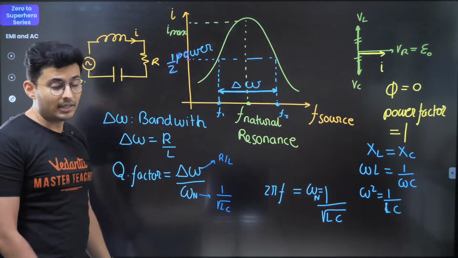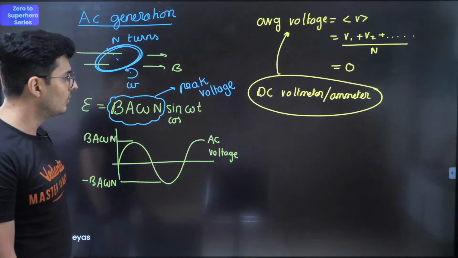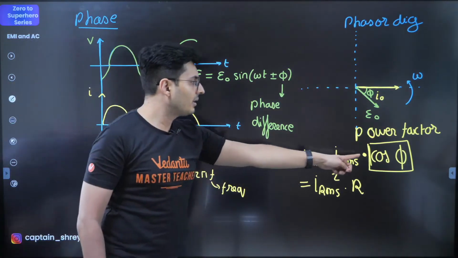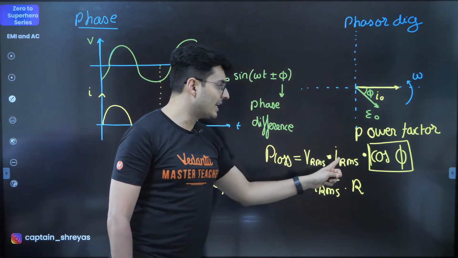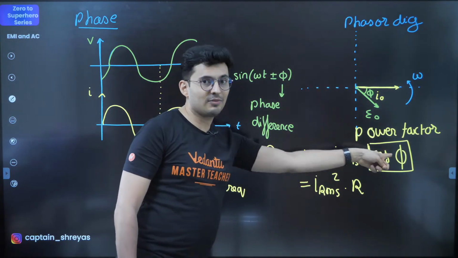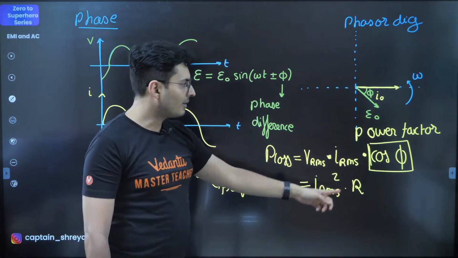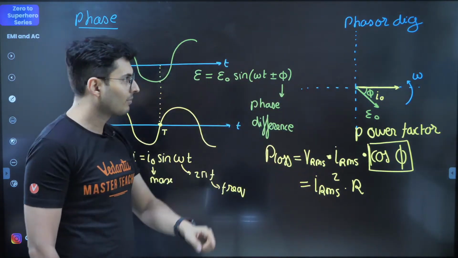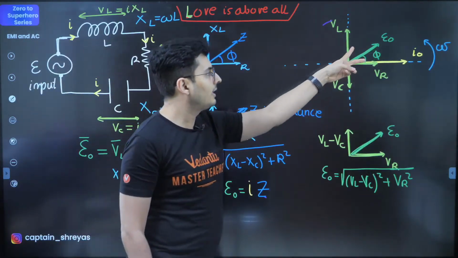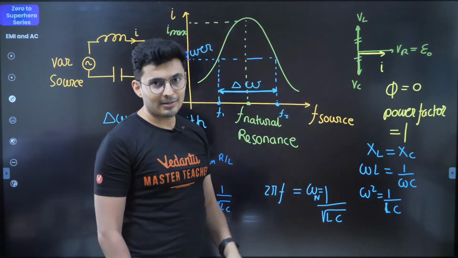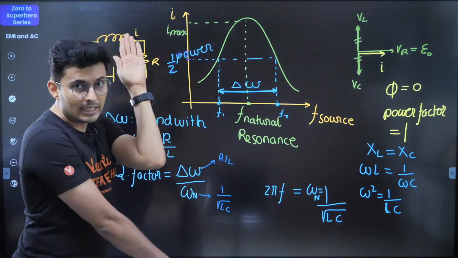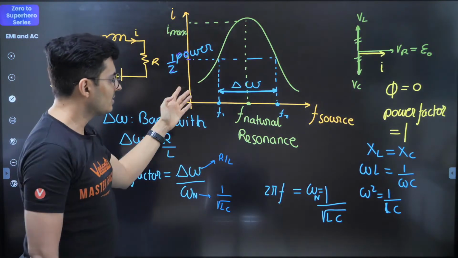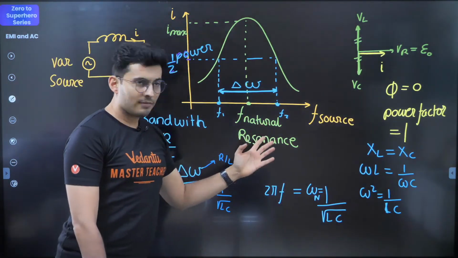Power factor, I explained it a long time back over here. Where did it go? Here. Power factor is this. P is Vrms, Irms, cos phi. This cos phi is called the power factor. When phi is 0 and the phase difference is 0, cos 0 is 1. That means the voltage and the current align together. They are in the same phase. Inductor and capacitor voltages cancel. That's all. Okay, fair enough.